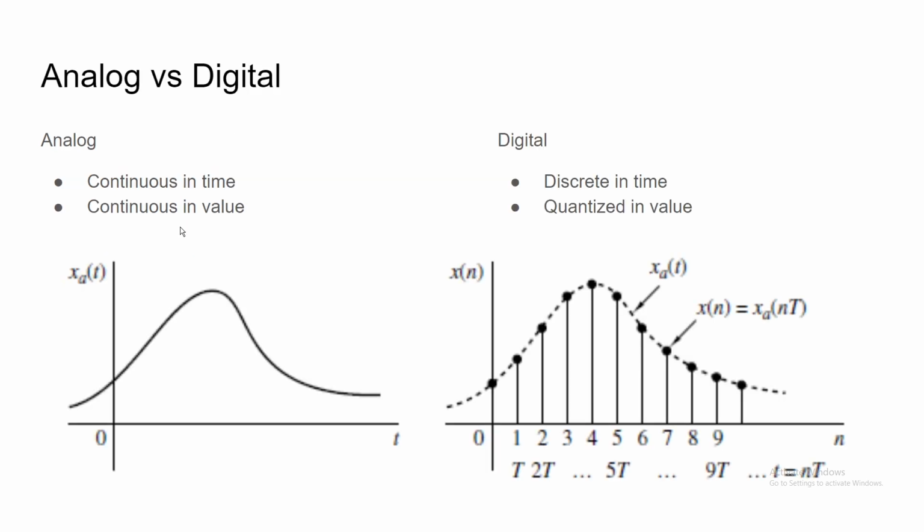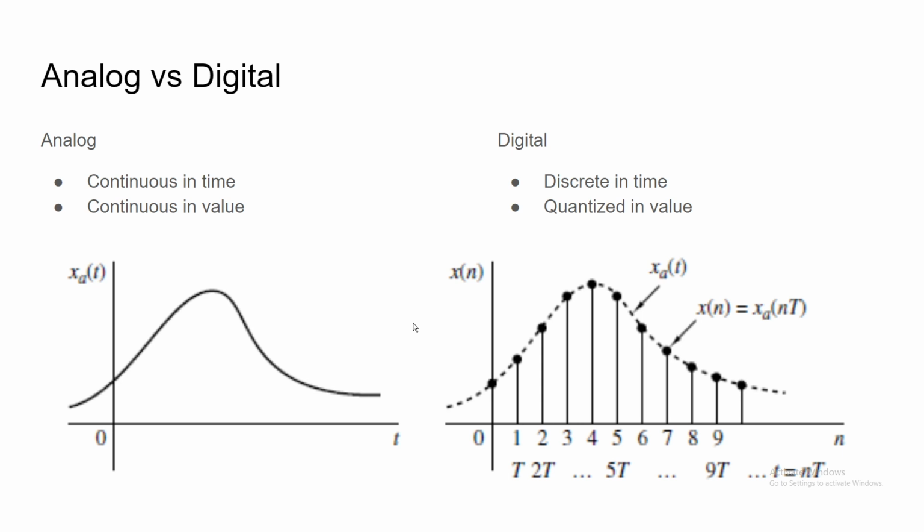What does it mean to convert an analog signal into a digital signal? First, let's look at the difference between an analog signal and a digital signal. An analog signal is continuous in time and continuous in value, like seen on this figure on the left. This means that for any point in time, the voltage value of the signal is known or is defined.